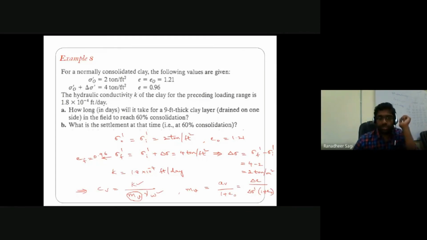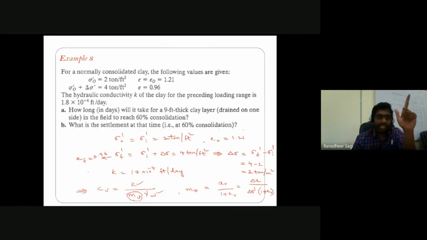Initial void ratio is known. Change in void ratio because of the increment in stress is known. How much is my change in void ratio because of the increment in stress? 1.21 minus 0.96 gives me the change in void ratio, which is 0.25. How much is the corresponding increment in stress applied on the soil? It's nothing but 2 ton per feet square.